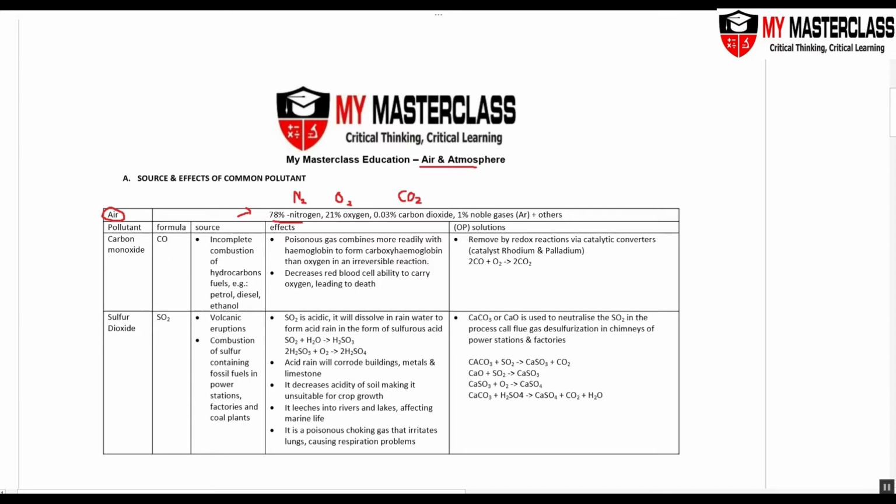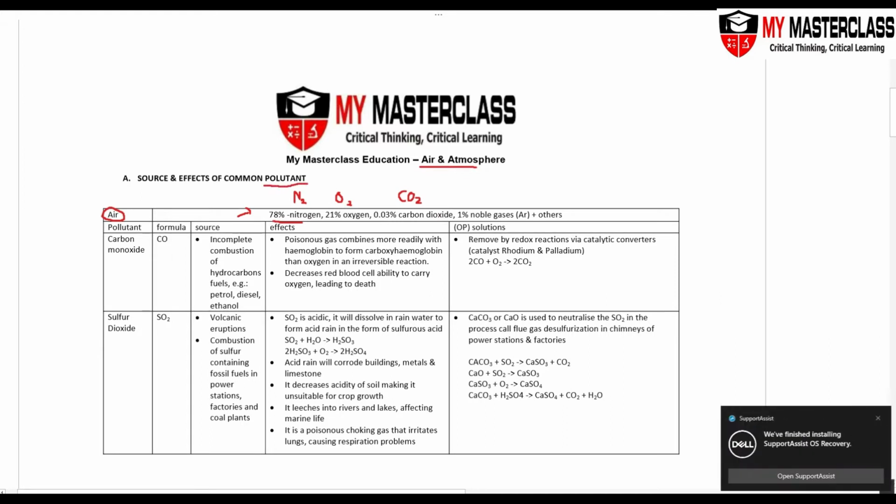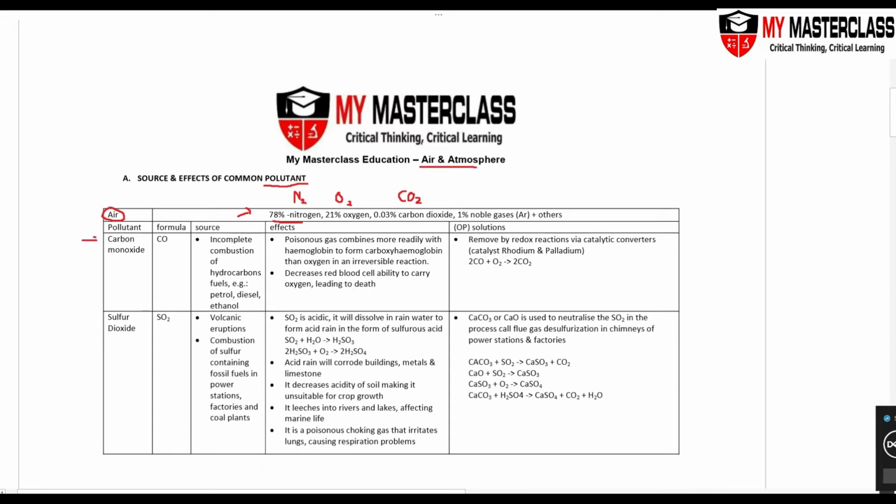This is the normal percentage, but at some point of time, there could be an increase in what we call pollutants in the air. Common pollutants, we have your carbon monoxide. Where is carbon monoxide formed? This is formed from incomplete combustion of hydrocarbons. These hydrocarbons are under your organic chem. Basically, these are fossil fuels which you dig up and burn for energy. If it's incomplete combustion, you will get carbon monoxide as one of your products. Complete combustion, you will get carbon dioxide as your product.